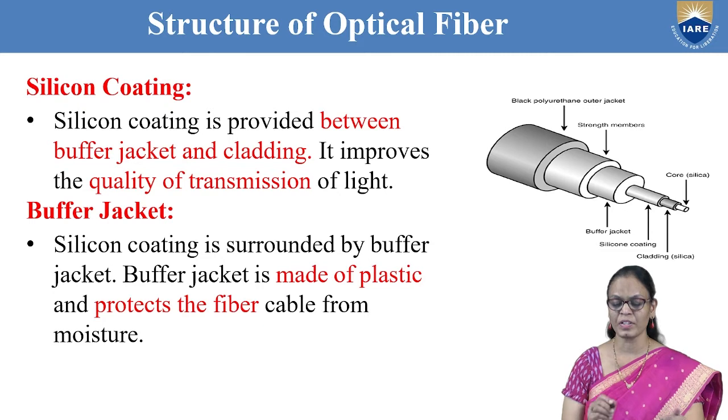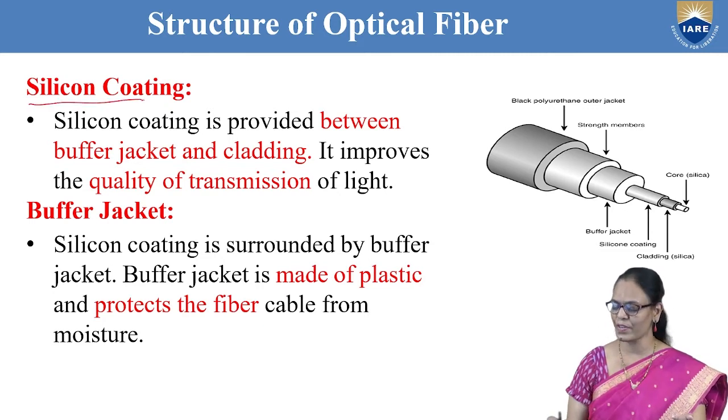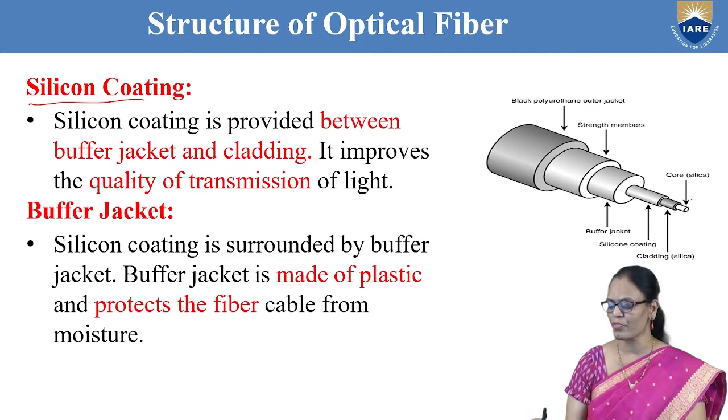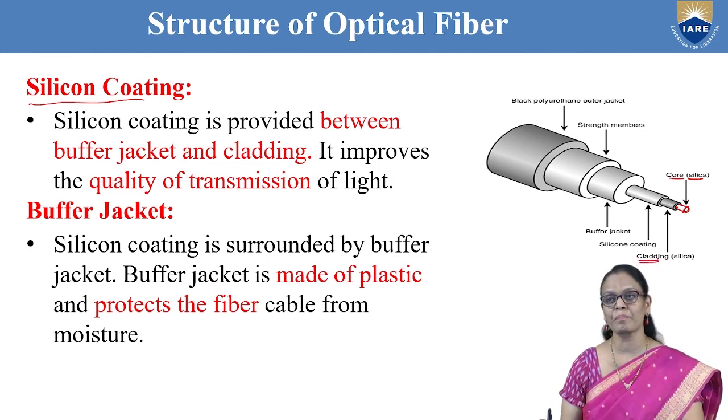Now, after the cladding, we have silicon coating. If we see in the diagram here, the first part is what we are calling the core, which is made up of glass usually or silica. This is the core. So the outer covering for the core is the cladding. It may be made of either glass or plastic.